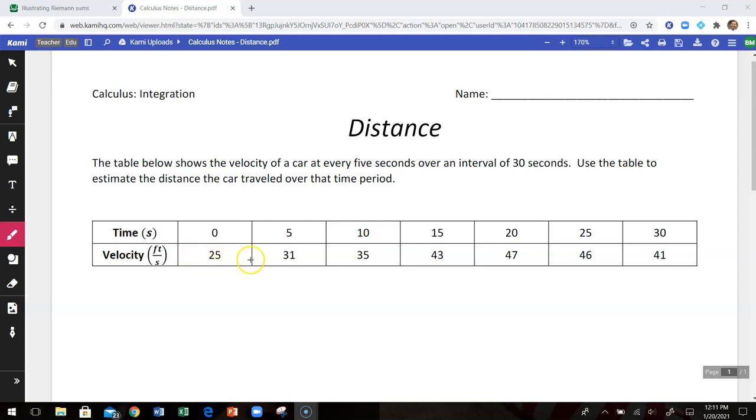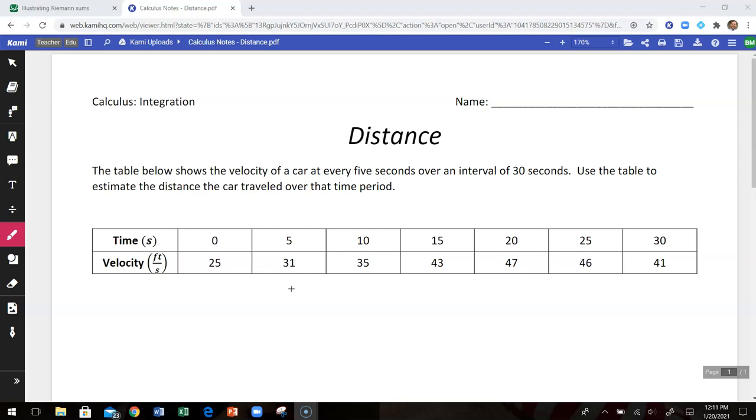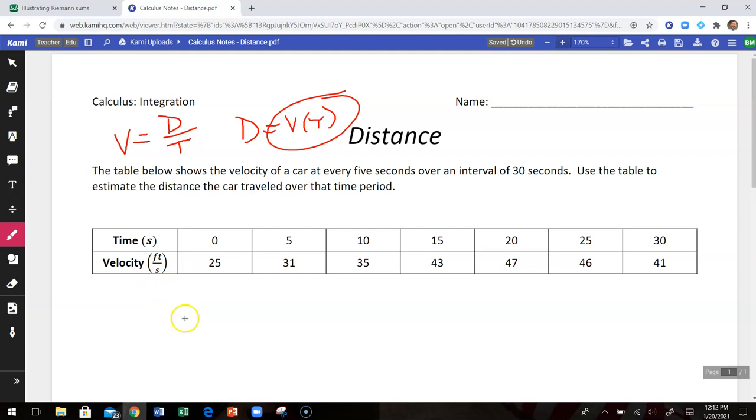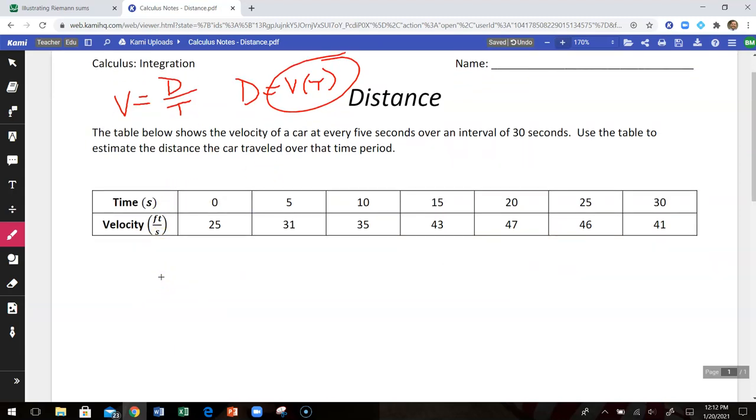The car's velocity is listed below. Use the table to estimate the distance the car traveled. To understand how to do this, we have to understand the relationship between time, velocity, and distance. Velocity is distance divided by time, right? So the amount of feet it went divided by the seconds it took to go that amount. So if I wanted to find distance, then distance would simply be velocity times time.